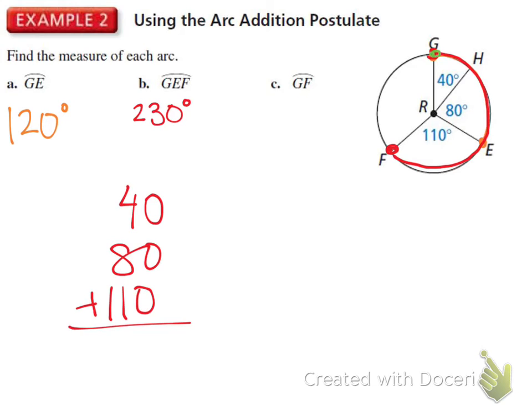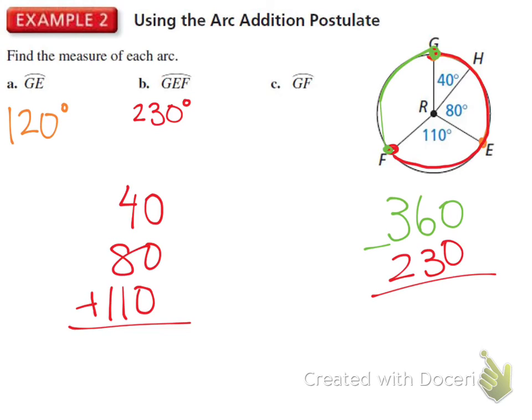Last is GF. It is a minor arc, so we want to go from G and go directly to F. Am I going to go left or right? To the left. So again, you can figure this out one of 2 ways. Nope, there's only one way. You just subtract from 360. What was 40 plus 80 plus 110? 230. So subtract 230 from 360 and we get 130. Good. Boom, boom, boom.